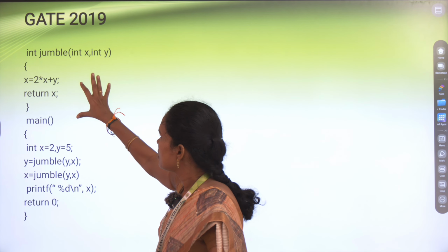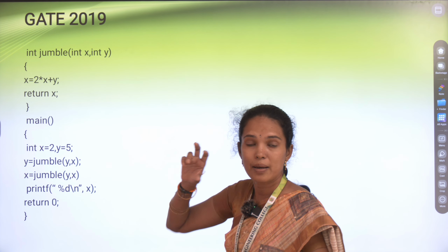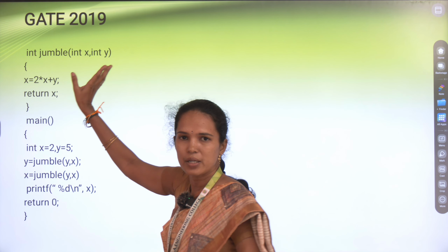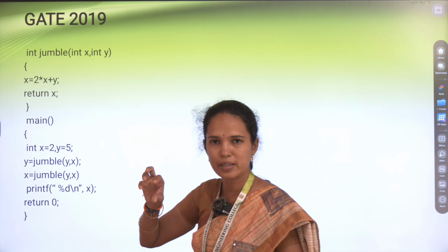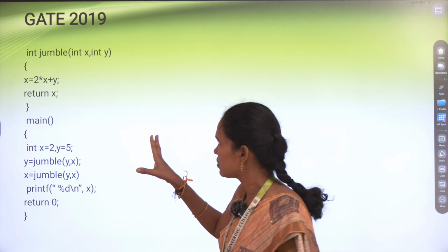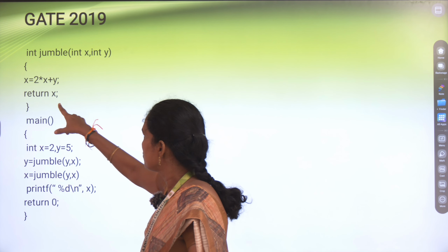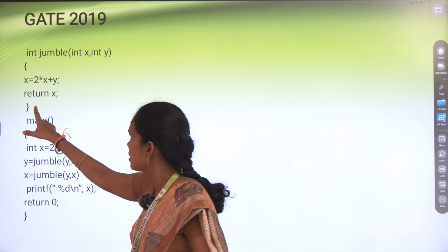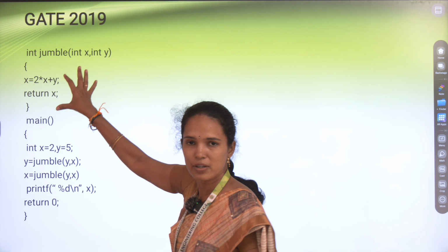See, I have written a function named jumble, passing two parameters: int x comma int y. Both are integer type parameters. What is my task? It was asked in GATE 2019. I want to calculate the x value: x equal to 2 into x plus y. This is my task, and I want to return the x value. So this is the logic I have written in the function.